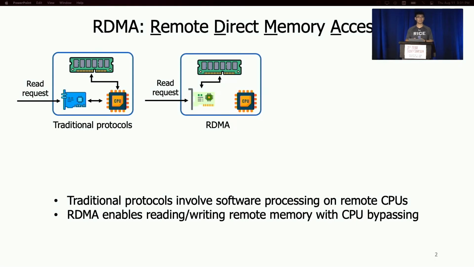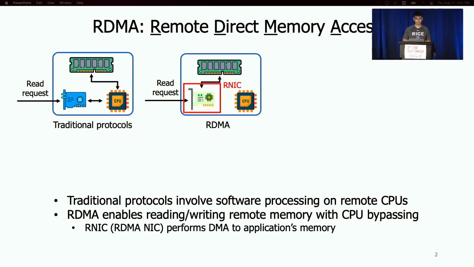Remote direct memory access, or shortly RDMA, enables the local application to read the remote data or write the remote data without CPU involvement. The magic happens in the RDMA-enabled NIC, or RNIC, which processes the RDMA request and uses DMA to operate the application memory with CPU bypassing.